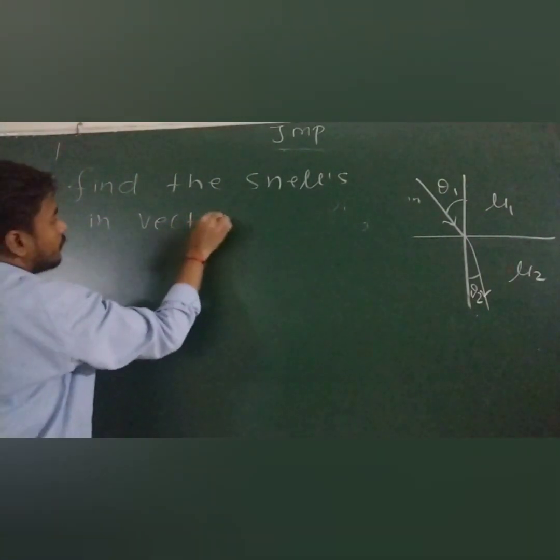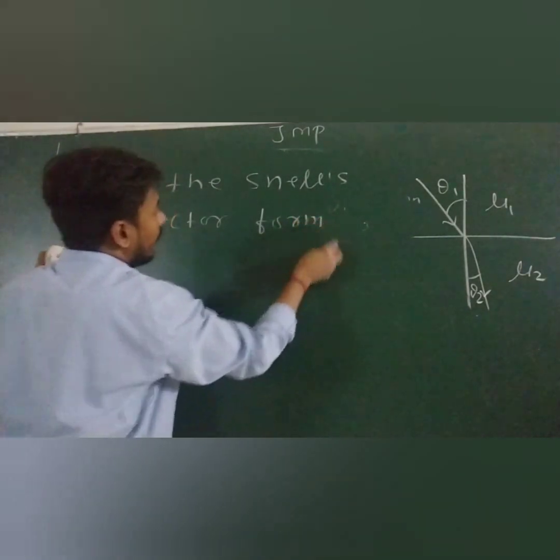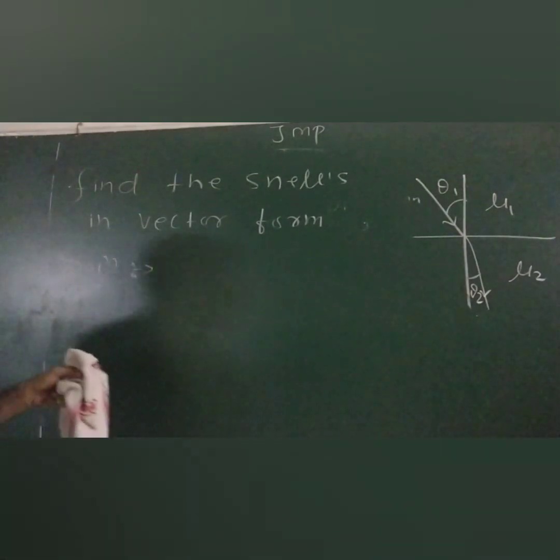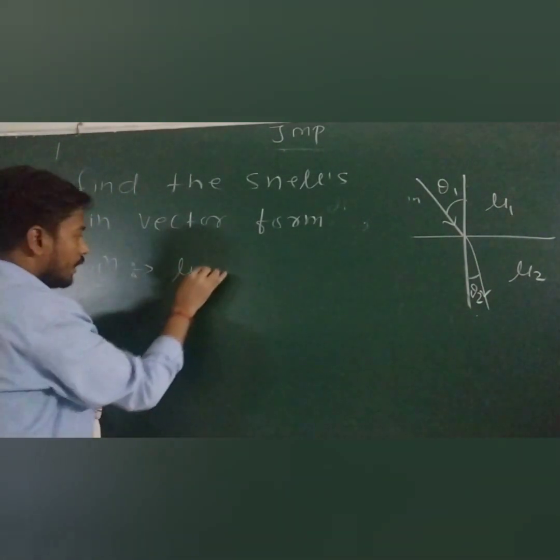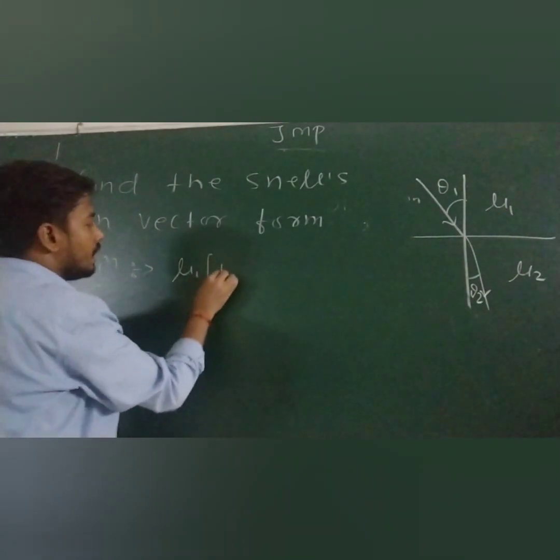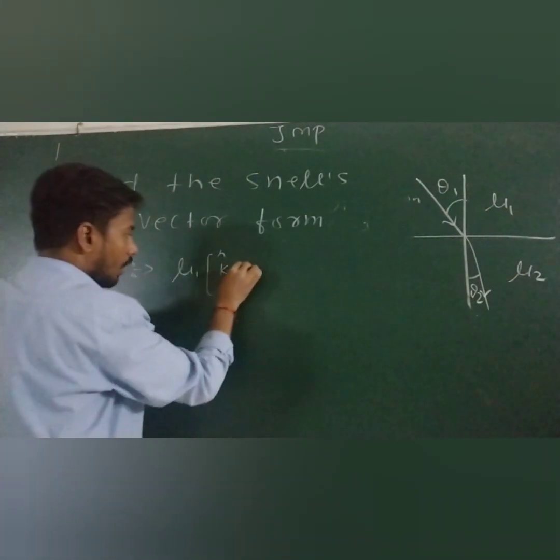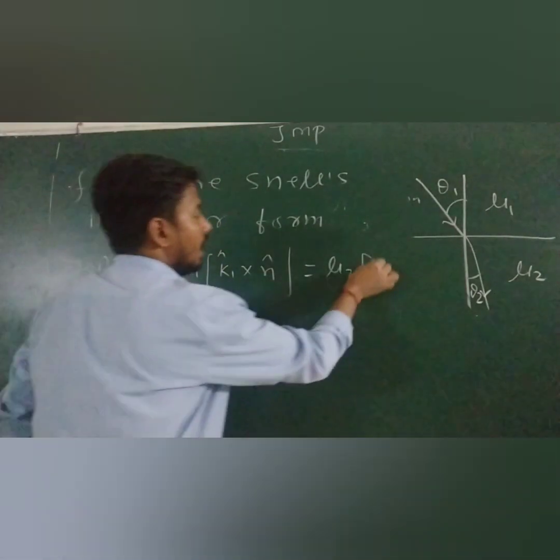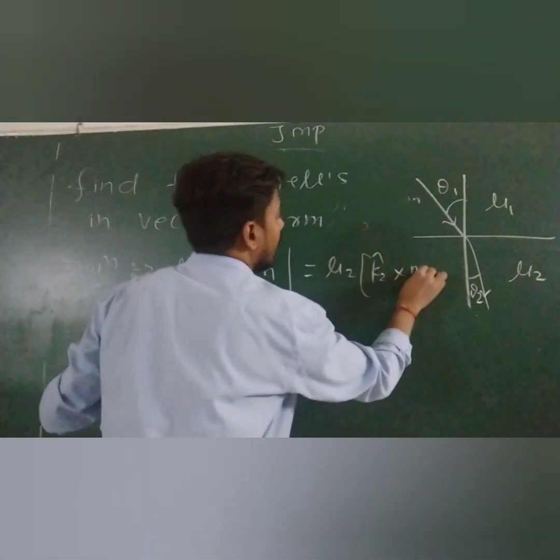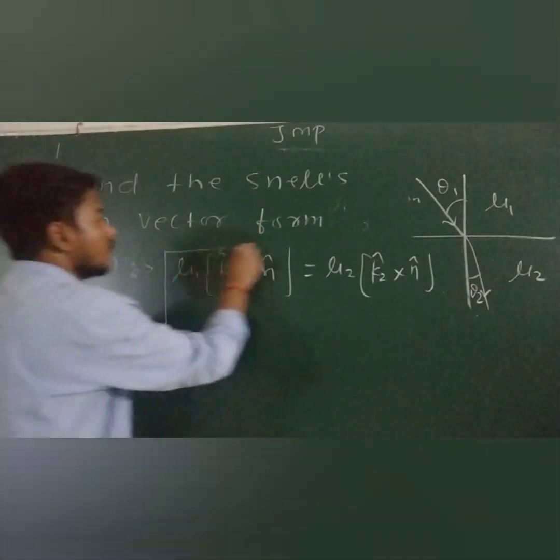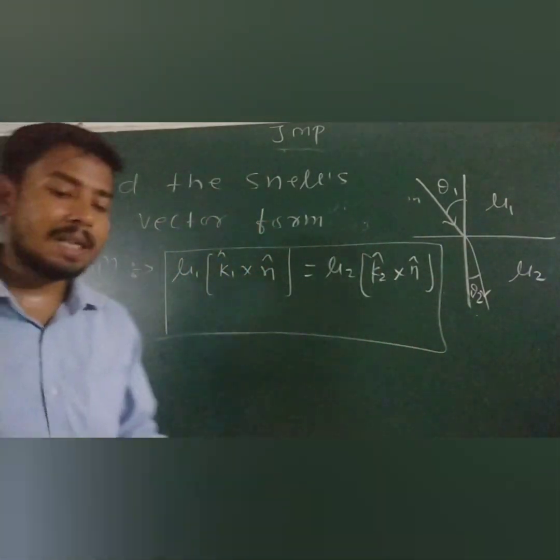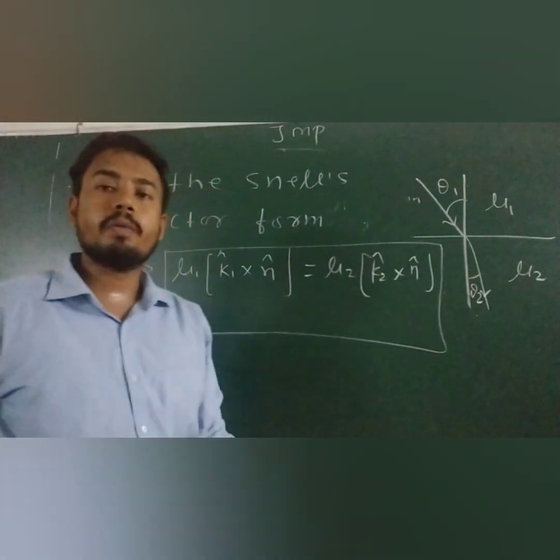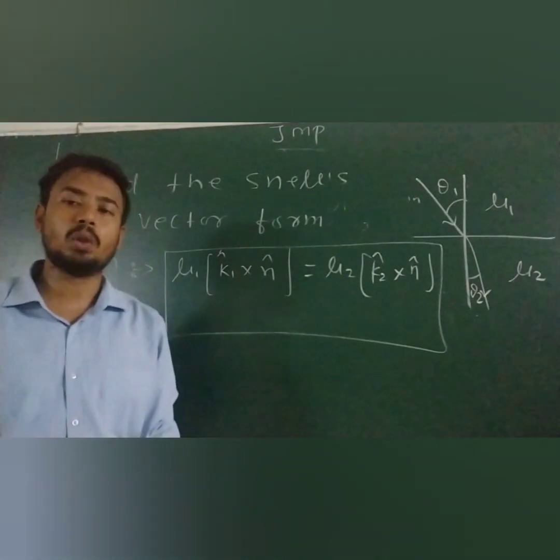Yesterday I told you the answer. Snell's law in vector form: mu1 K1 cap cross N cap is equal to mu2 times K2 cap cross N cap. This is Snell's law in vector form. This Snell's law can be written in another form also, because you have theta 1 and theta 2 given, so we have to write it in terms of theta 1 and theta 2 also.